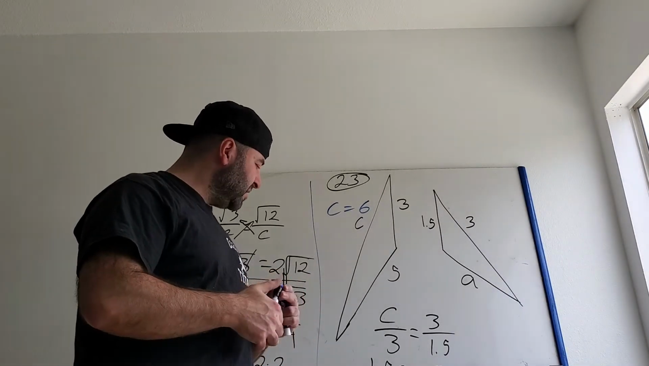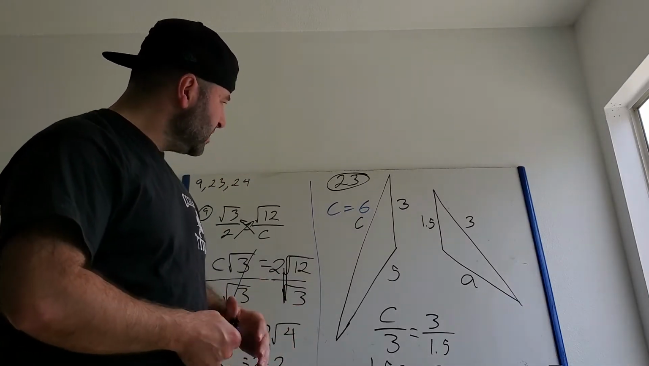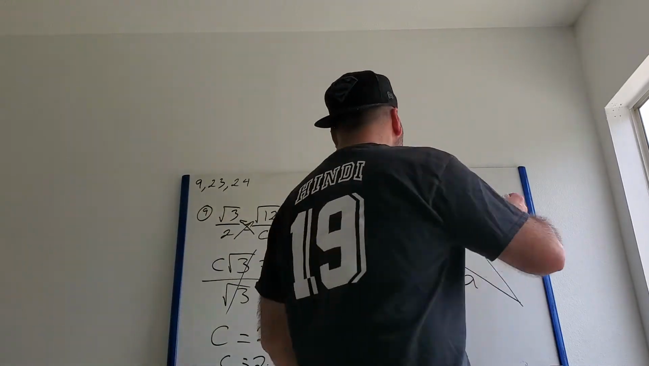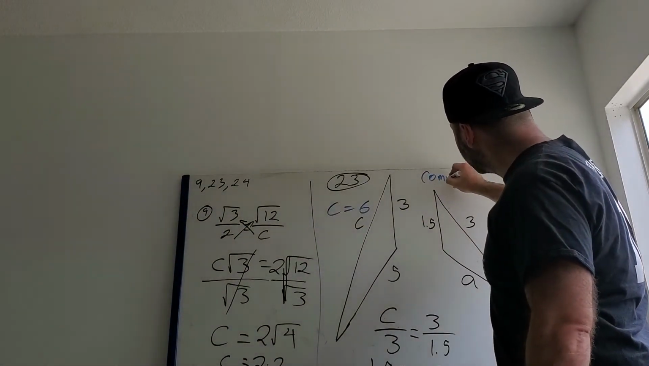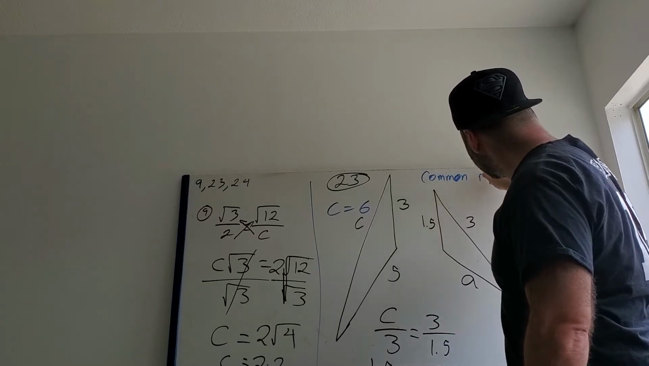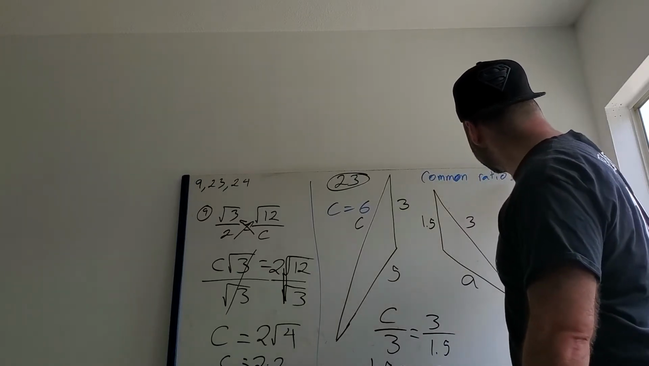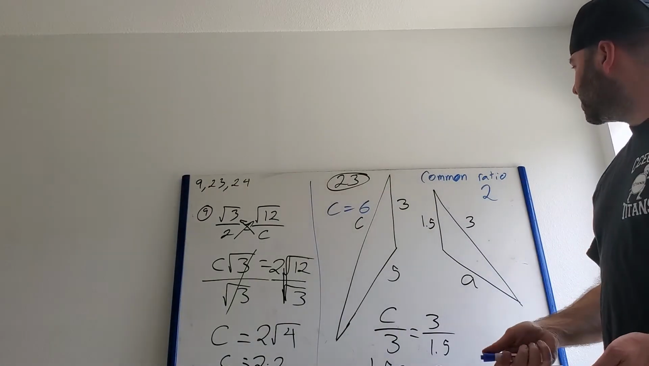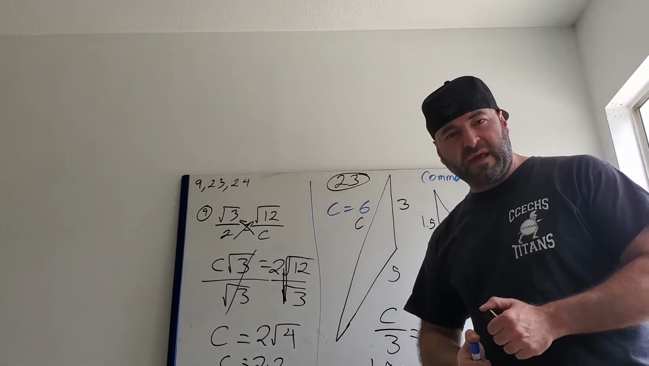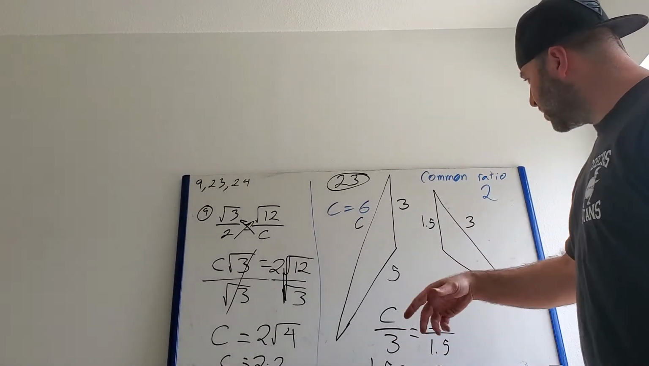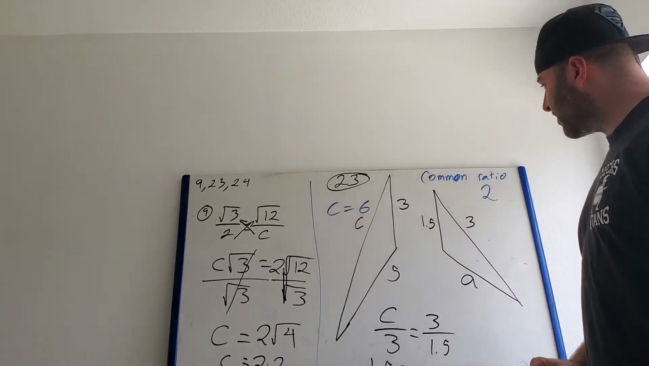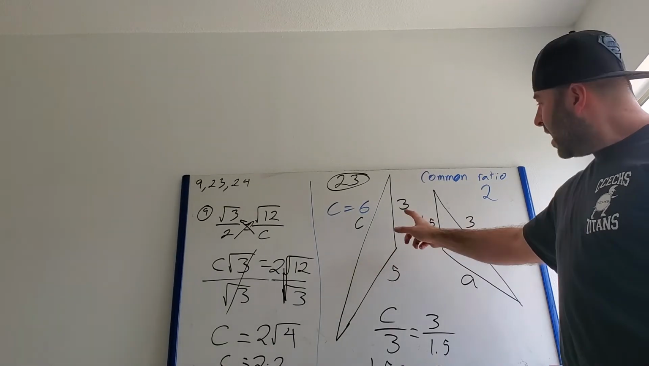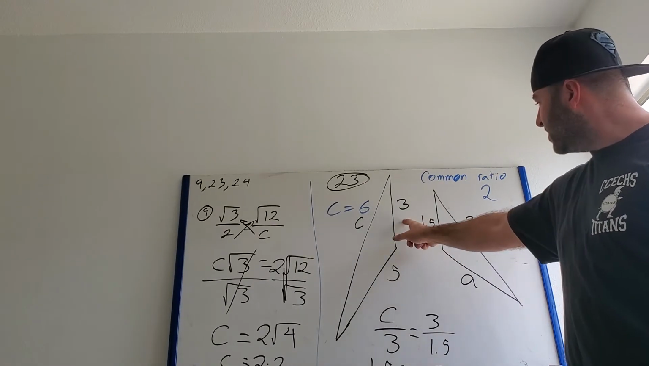So it makes it a little more obvious now to see what the common ratio is. So we can see that the common ratio is 2. Okay, so 2 or 0.5 depending on which way you're looking at it. It doesn't tell you which figure is the pre and the post image. It just gives you two similar figures. So if I'm going from the smaller figure to the larger figure, I'm multiplying everything by 2. 1.5 times 2 gives me 3.